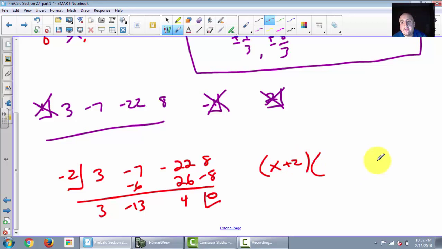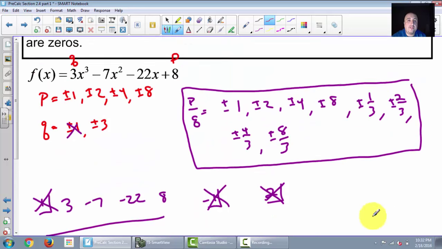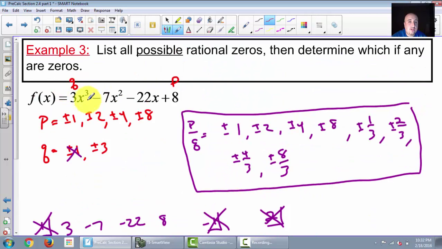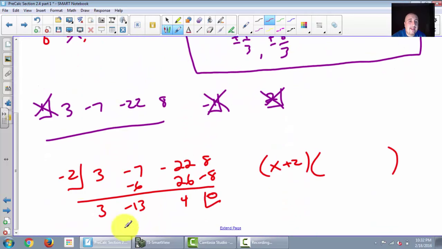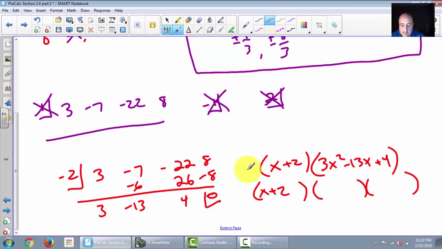And then what do I have left over? Notice up at the top, this was an x cubed. So now I'm already at an x squared. So my coefficients are 3x squared minus 13x plus 4. So what do we do now? We just factor the remaining problem. This one's already factored, x plus 2. And I'm not going to spend the time to show you how to factor this. This factors to 3x minus 1 and x minus 4. You should be able to do this.